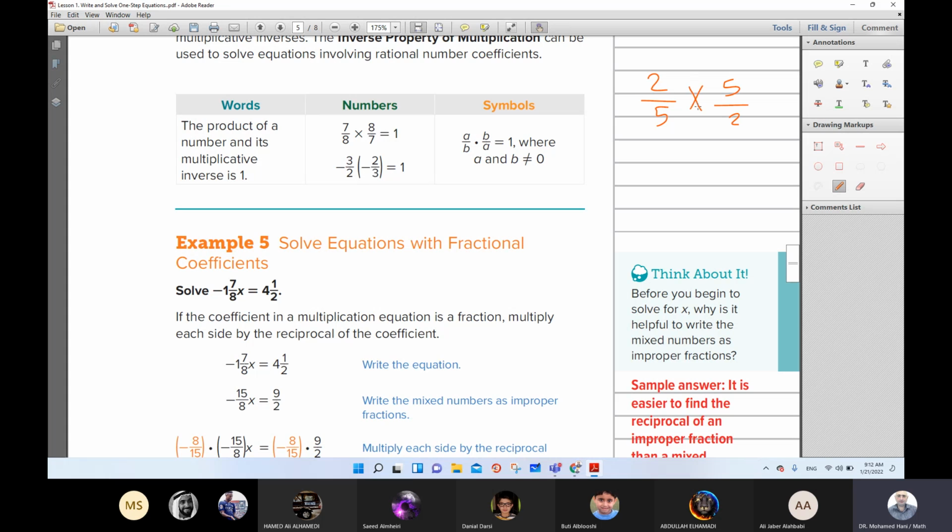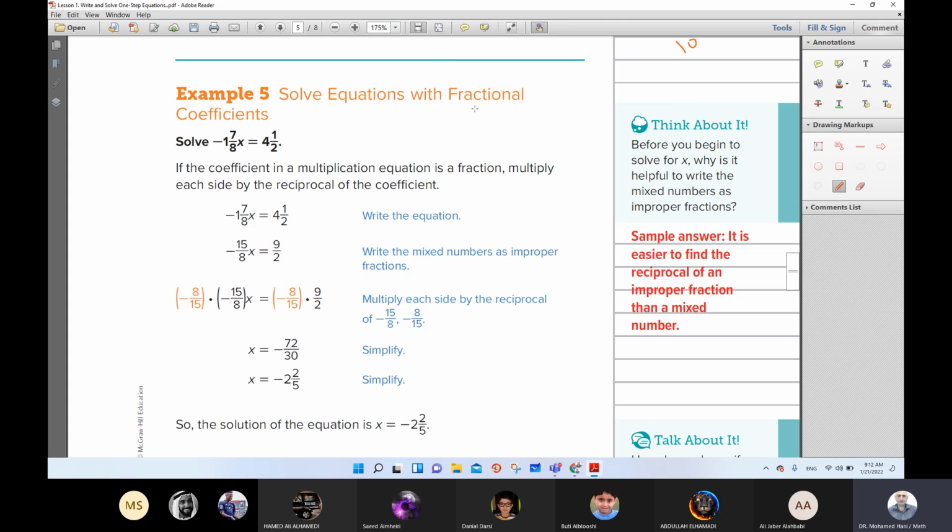If you multiply 2/5 by the reciprocal 5/2, as you see, 2 times 5 is 10, and 5 times 2 is 10. 10/10, 10 divided by 10 will be 1. The name of this property is multiplicative inverse.